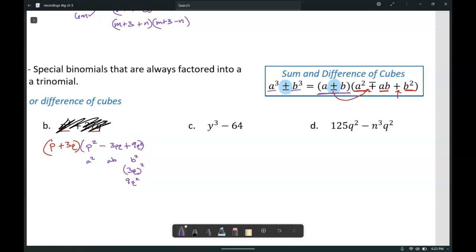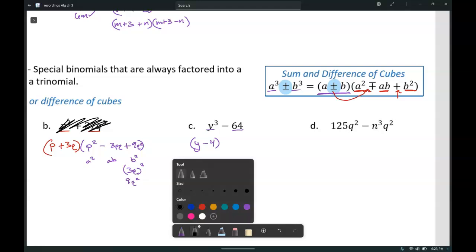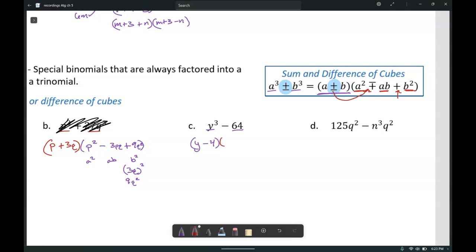Here we have a difference of cubes. Two cubed quantities, y and 4. We match the sign in the original polynomial. Then we can go ahead and build the trinomial. First quantity squared, the product of the two, the second quantity squared. The first sign always is opposite, the last sign is always plus.